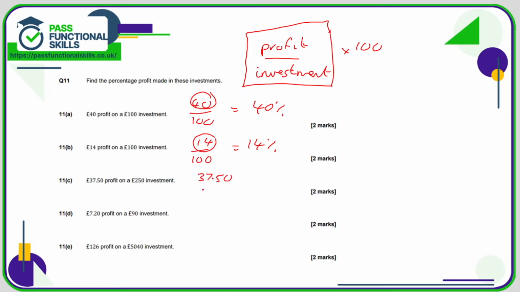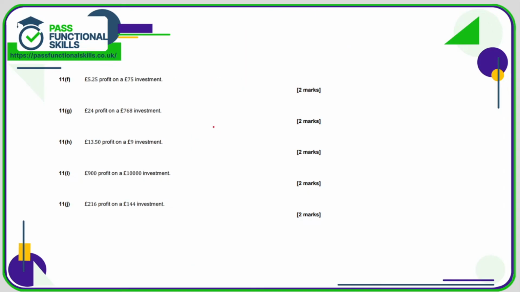Profit of £37.50 on a 250 investment, so definitely use a calculator here. £37.50 divided by 250 multiplied by 100, and that works out as a 15% profit. £7.20 divided by 90 multiplied by 100, that comes to an 8% profit. 126 divided by 5,040 multiplied by 100, that is a 2.5% profit. For 11F, 5.25 divided by 75 multiplied by 100, that works out as a 7% profit.